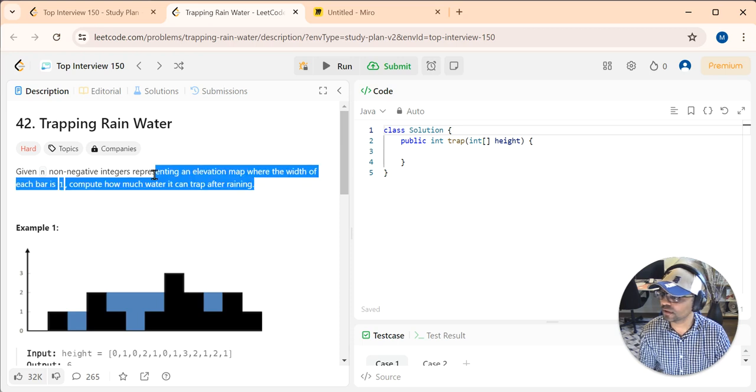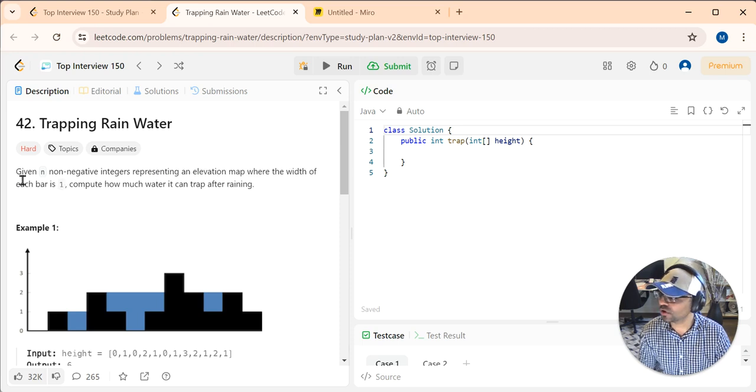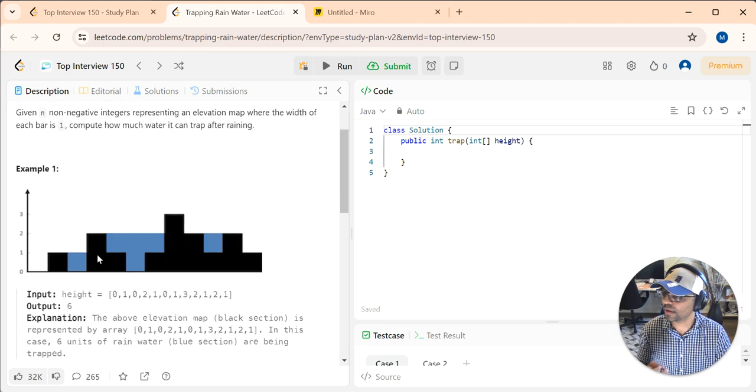I see, interesting. Well, I think I partially understood, but let's read it again. Given n non-negative integers. So we are given an array of non-negative integers. Well, they represent an elevation map. Okay, so that's a fancy way of saying each value represents the height of some bar. So it's a bunch of bars with different heights. Not sure they're different color here, but okay. And then we have to compute how much water it can trap after raining.